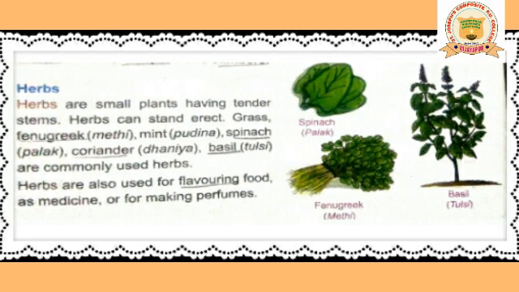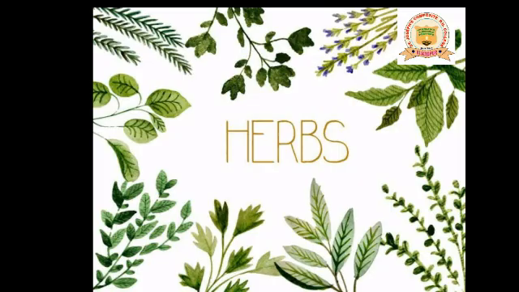So listen children. Herbs. Herbs are small plants having tender stems. Herbs can stand erect. Grass, fenugreek (methi), mint (pudina), spinach (palak), coriander (dhania), basil (tulsi) are commonly used herbs. Herbs are also used for flavoring food, as medicines, or for making perfumes. Now I will explain this part.